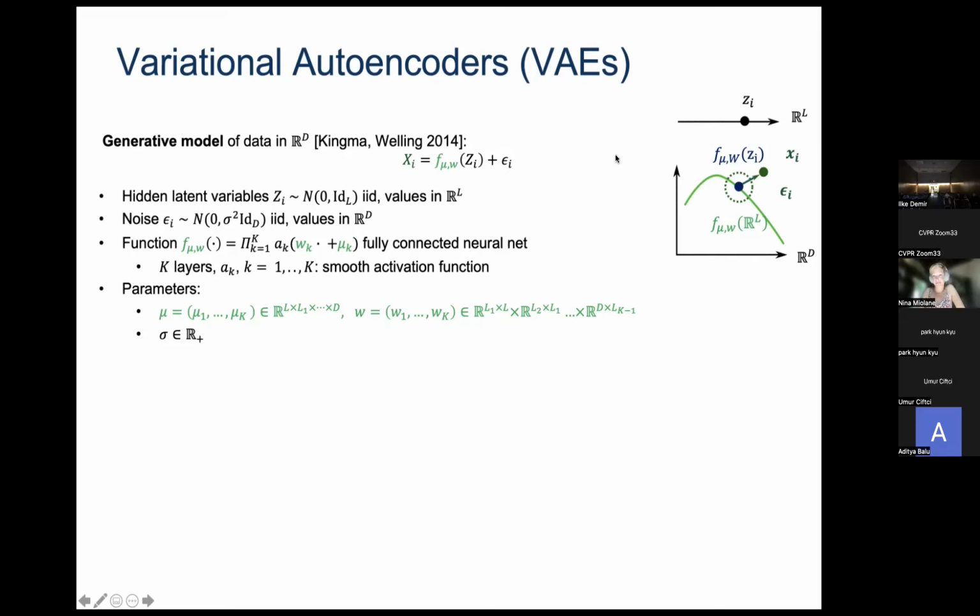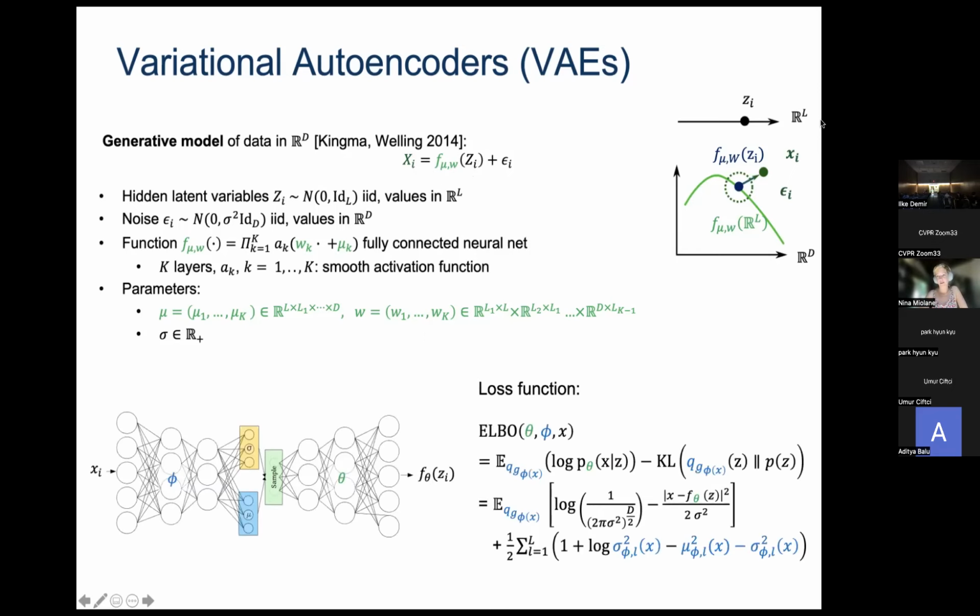Now, with VAE, we do not know what f of mu and w is. We model it as a decoder, but we do not know the weights of the decoder. And we do not know what the zi associated to each xi are. So given only the xi's, we would like to be able to learn their low dimensional representations, zi, together with the decoder, the model.